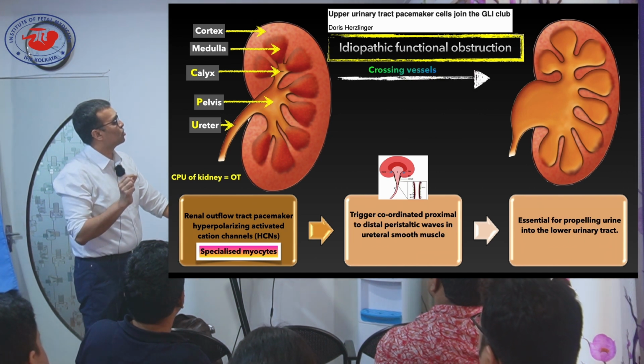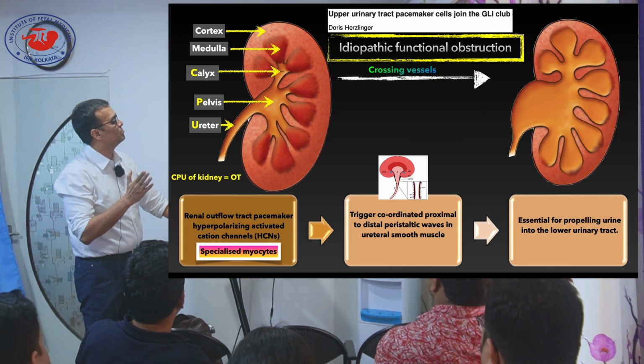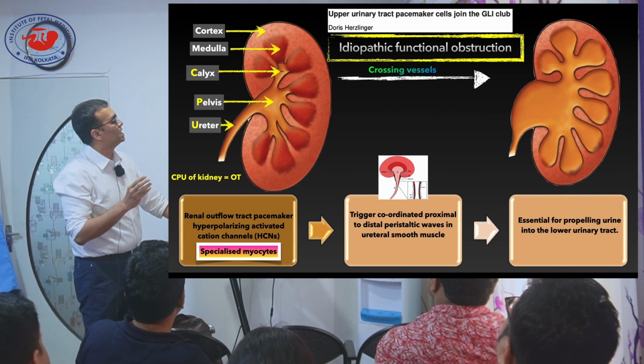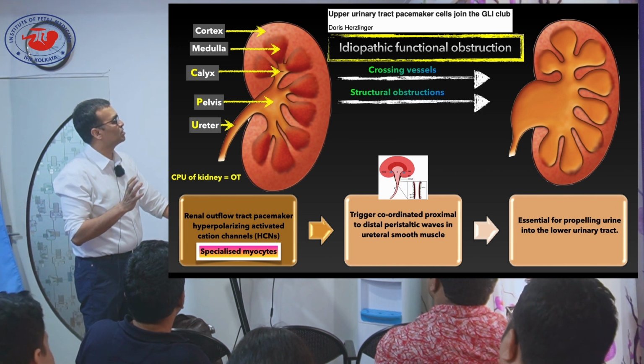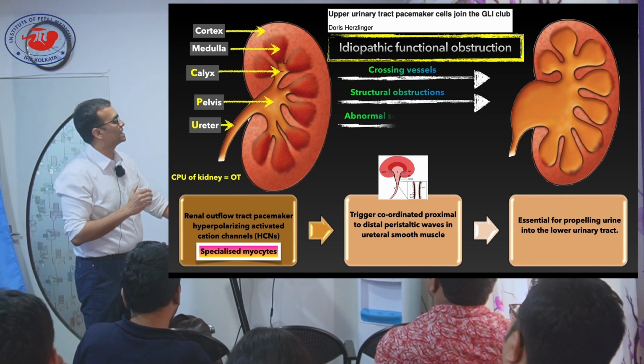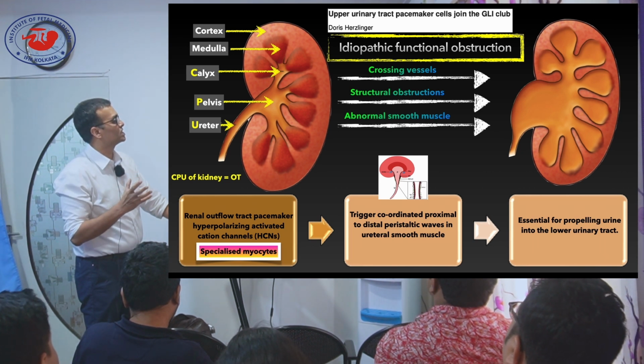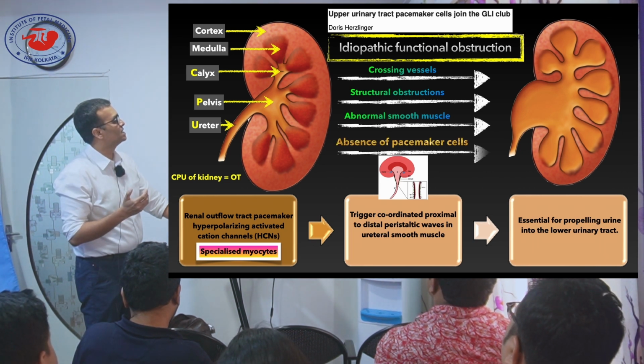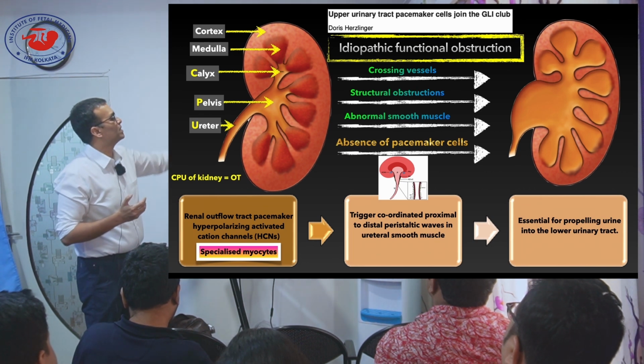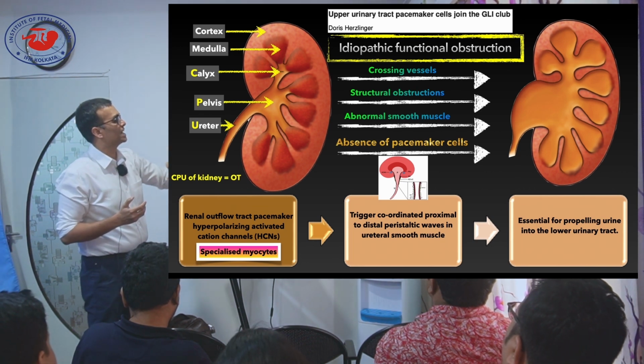Now if there are crossing vessels which compress them, it may cause obstruction. If there is any structural or mechanical obstruction, then again there will be stagnation. If there are abnormal smooth muscles which are not functioning, again there will be stagnation. Or if there is absence of pacemaker cells, again that will cause stagnation.